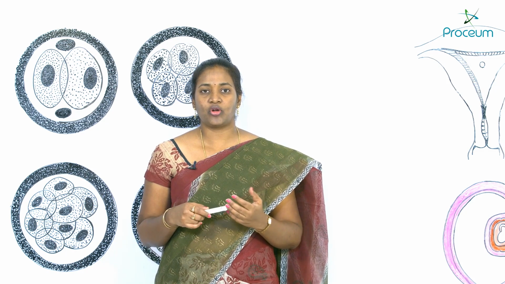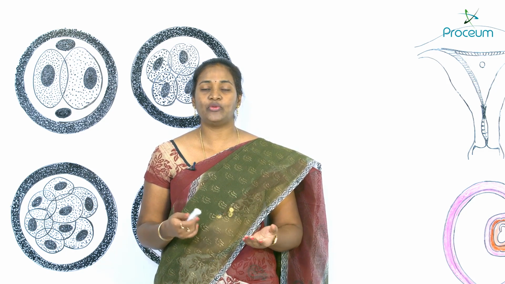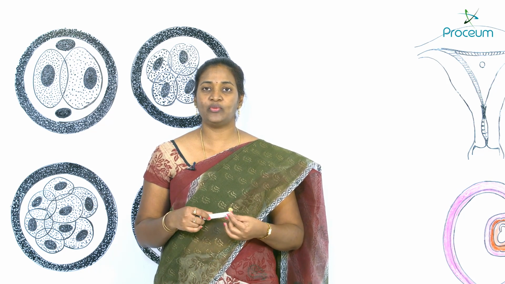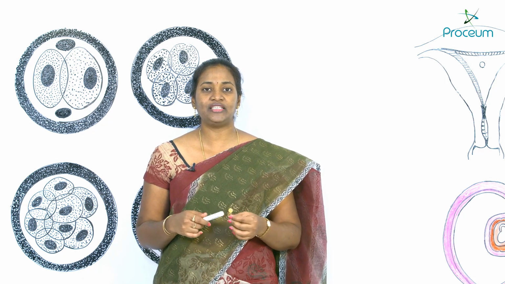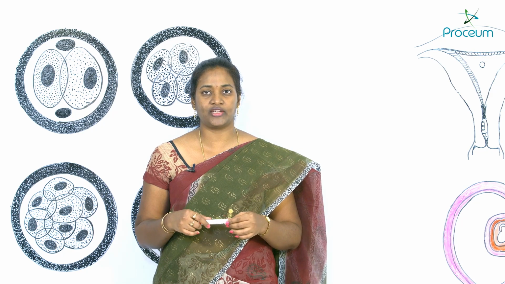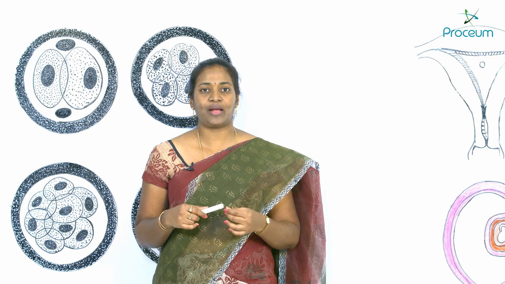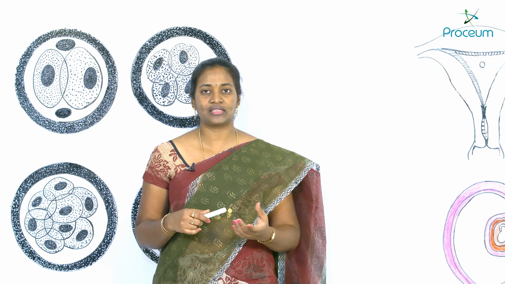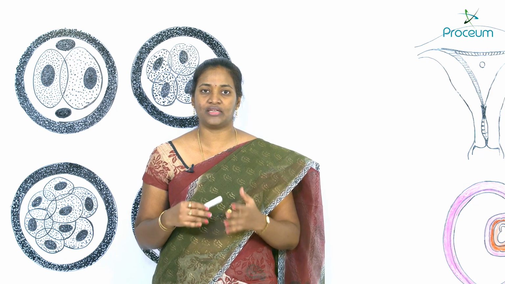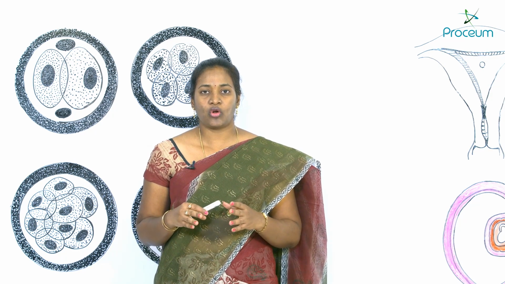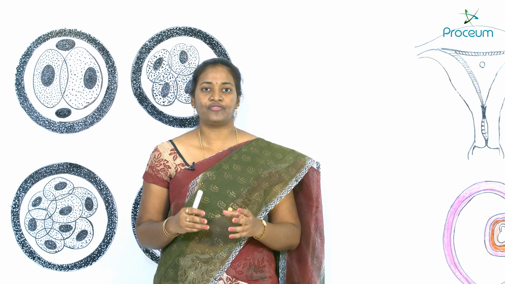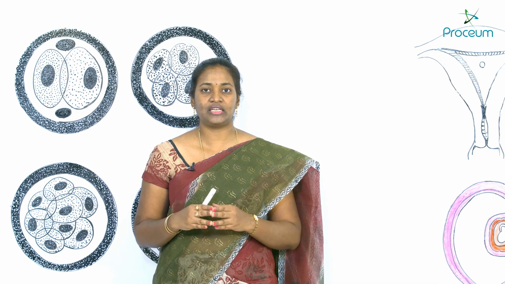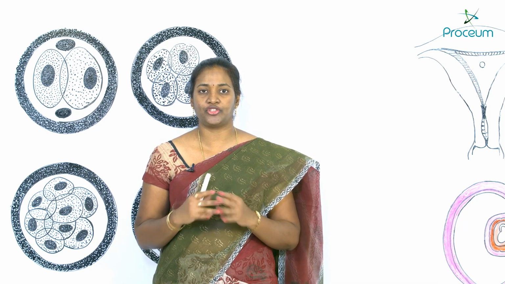Now during this process, something called cleavage takes place. Now what is cleavage? Cleavage is the repeated mitotic divisions of the zygote which result in a rapid increase in the number of cells that are called the blastomeres. This whole process occurs in the fallopian tube and particularly in the ampulla of the fallopian tube.